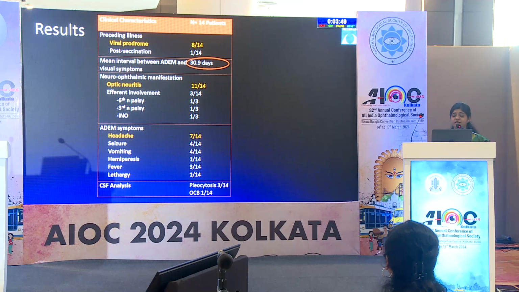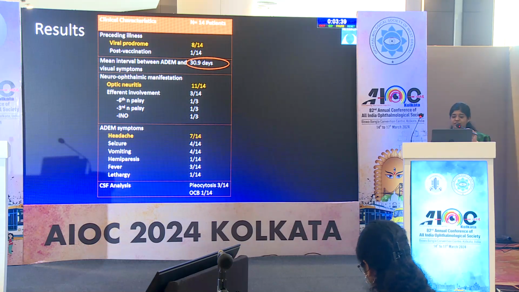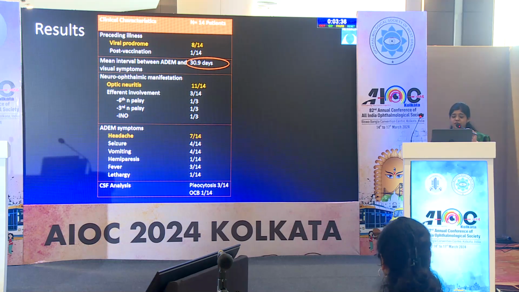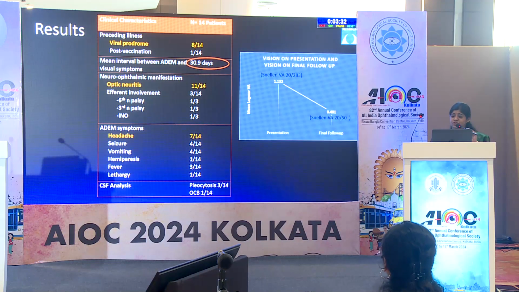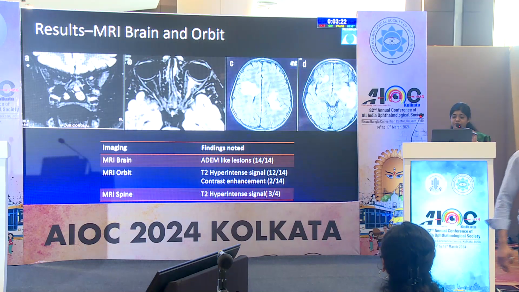Looking into the results, the clinical characteristics: 8 of the 14 patients had a viral prodrome. Mean interval between ADEM and the visual symptom was 30 days. The most common neuroophthalmic manifestation was optic neuritis, and the most common ADEM symptom that our group had was headache. The mean vision on presentation was logMAR 1.1, which was profound loss. But at the last follow-up, the visual acuity had improved. The mean vision on last follow-up was logMAR 0.4, and the p-value was significant.